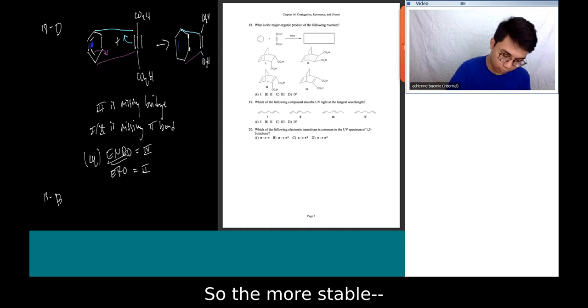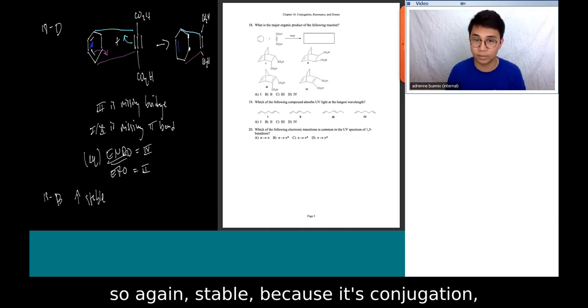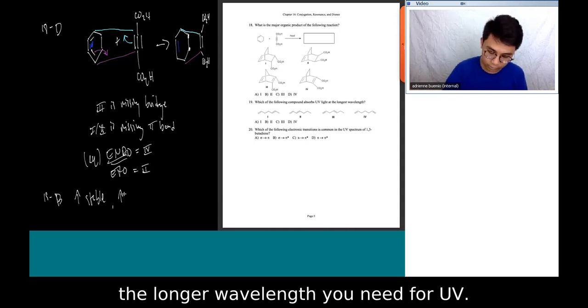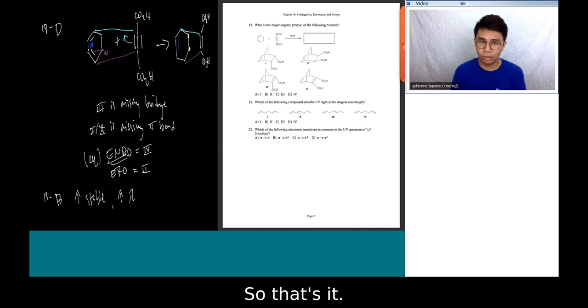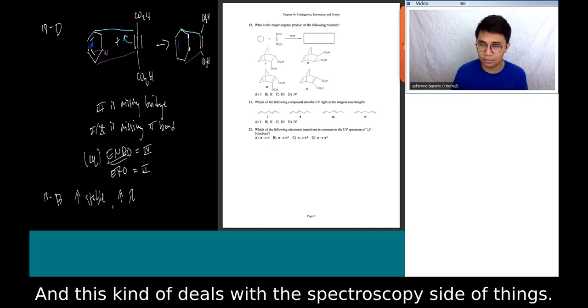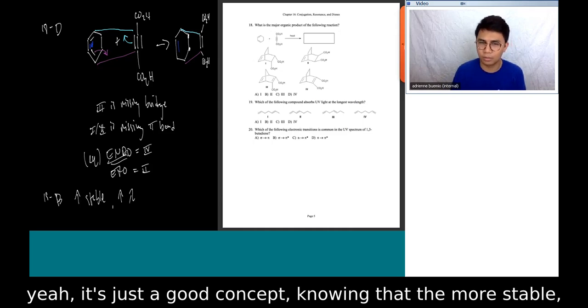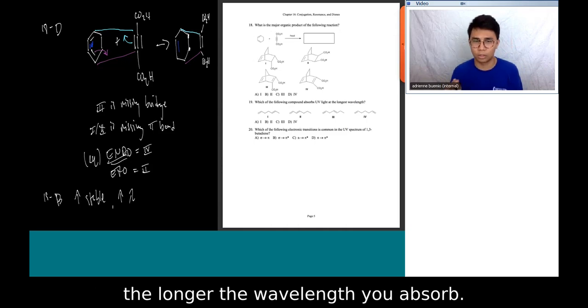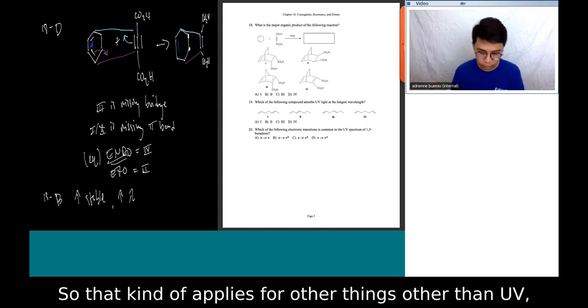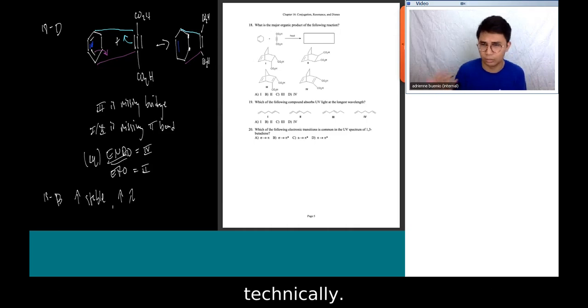The more stable, and again, stable because of conjugation, the longer the wavelength you need. So for UV, that's it. This deals with the spectroscopy side of things, but it's a good concept knowing that the more stable, the longer the wavelength you absorb. So that applies for other things other than UV technically.